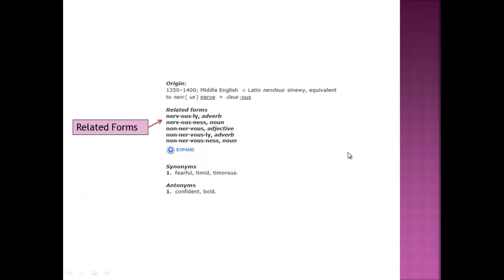Other information, it's related forms. So you can turn nervous into an adverb by adding ly and saying nervously. You can make it into a noun, nervousness, etc. Notice that little expand in blue underneath the related forms? That just means that there's more to that list. So you could click on expand and have a longer list of related forms.